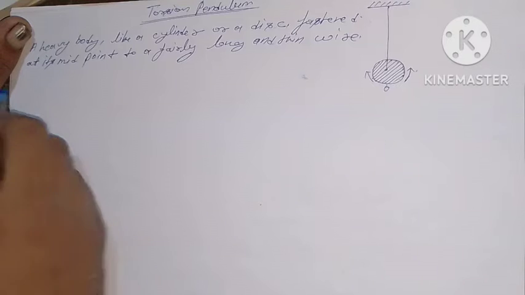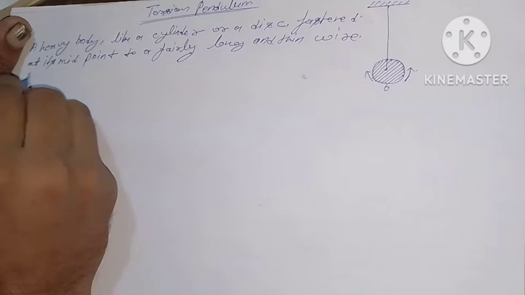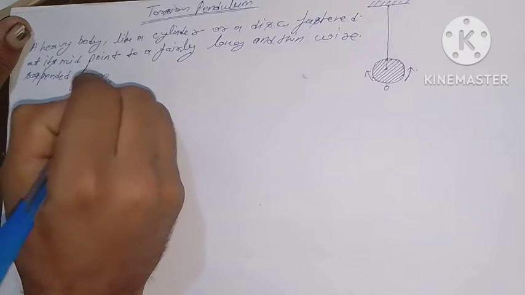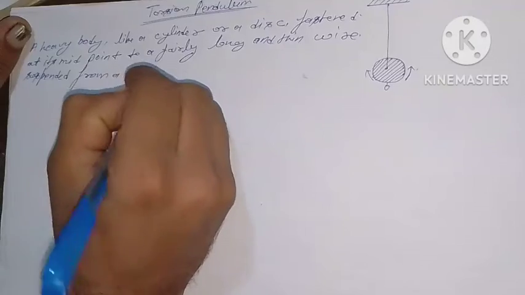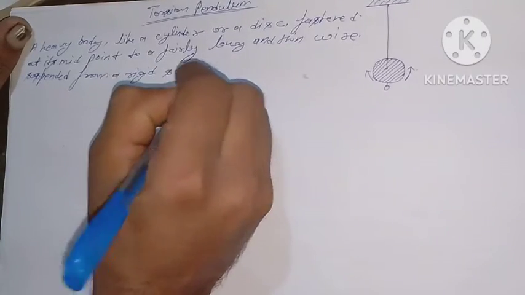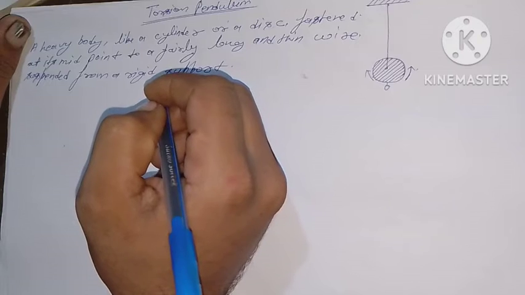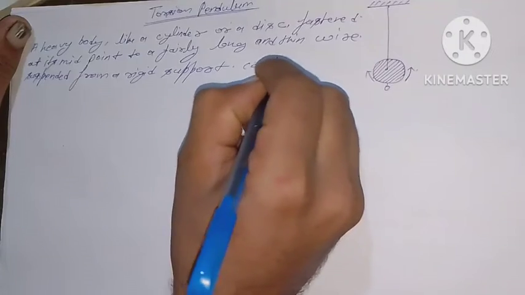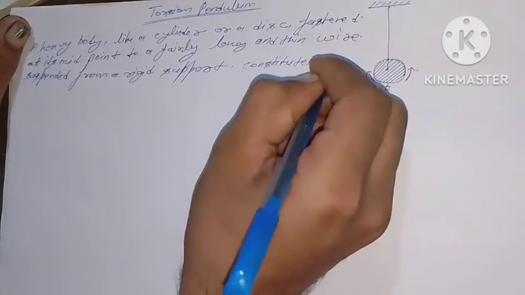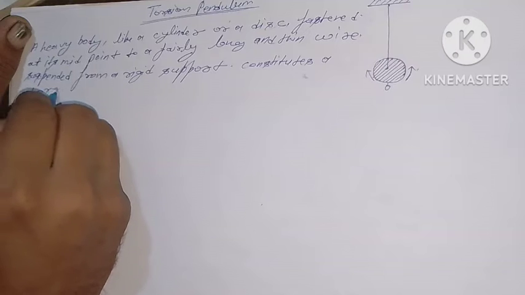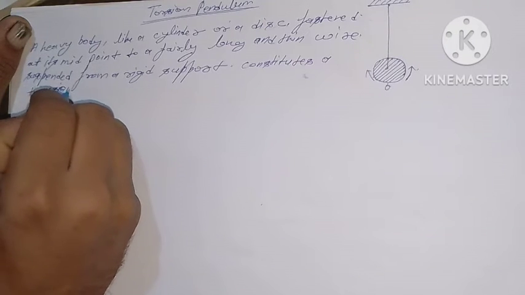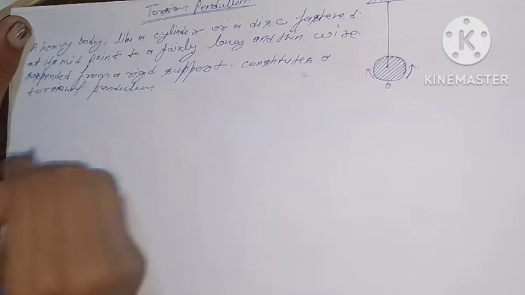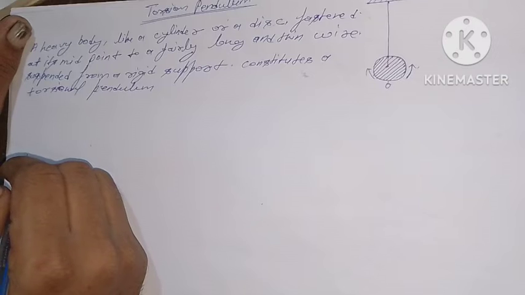A fairly long and thin wire suspended from a rigid support constitutes a torsional pendulum.